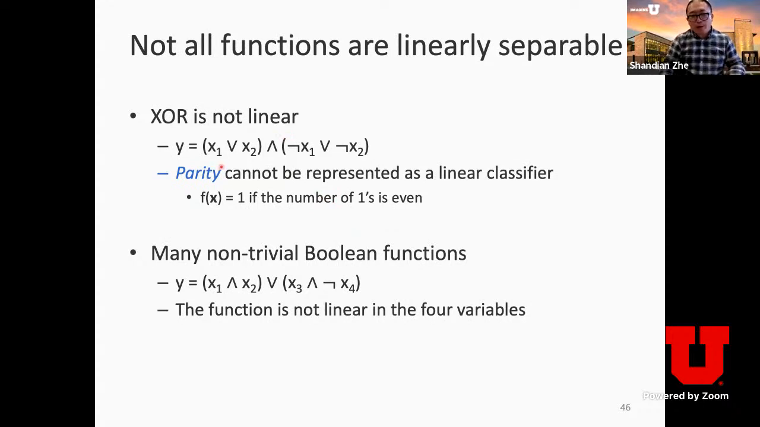In general, we can define a parity Boolean function in this way: x includes an arbitrary number of Boolean variables. f of x is 1 if and only if the number of ones inside x is even. This conclusion was formally proven by a pioneer in artificial intelligence. His name is Marvin Minsky.